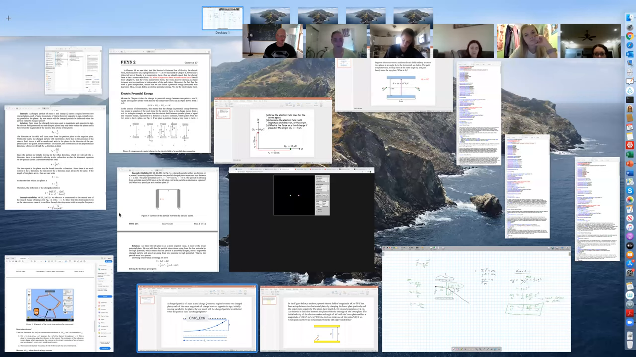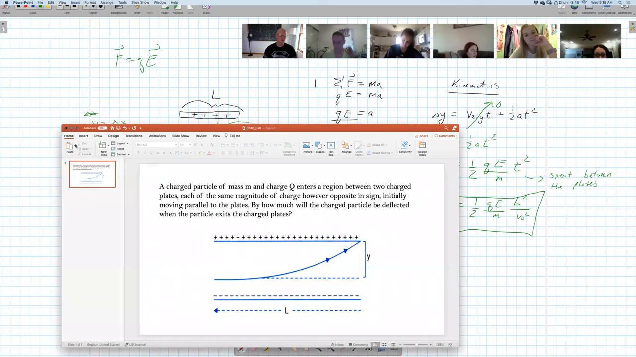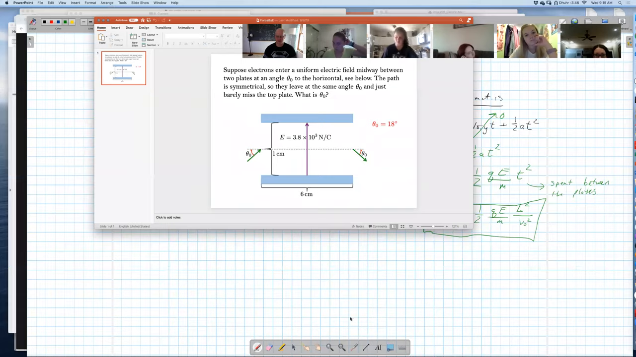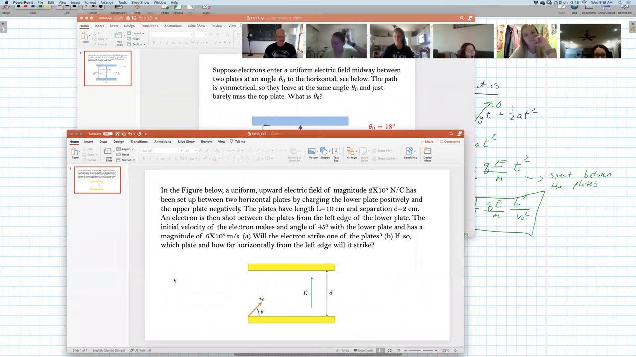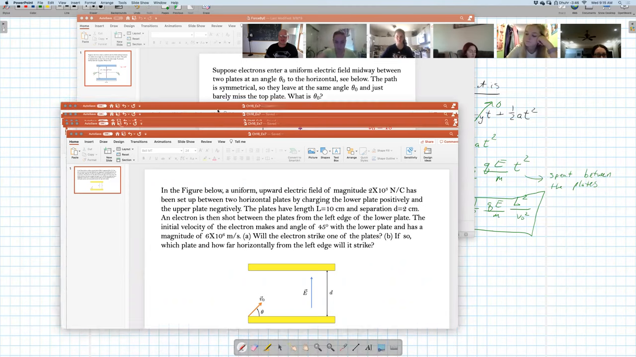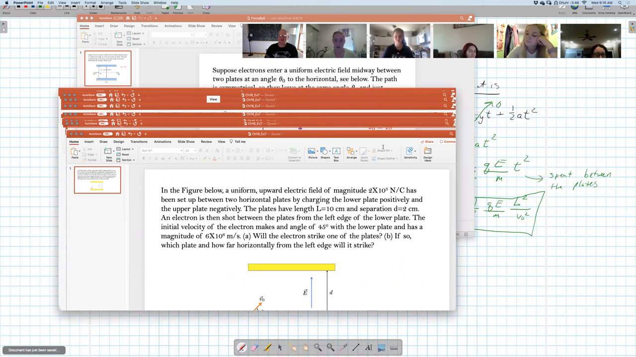So the next one's going to be a little more complicated because we like more complicated. So the next one says that in the figure below, we have a uniform upward electric field, which has a magnitude of 2 times 10 to the third newtons per coulomb, that has been set up between the horizontal plates by charging the lower plate positively and the upper plate negatively, which means the electric field points upward.